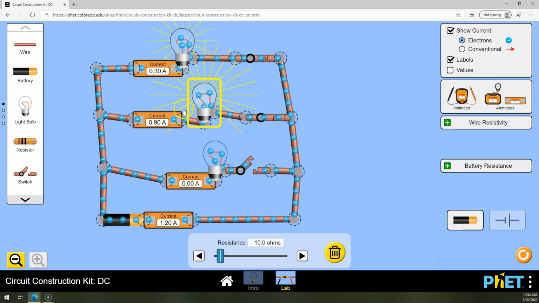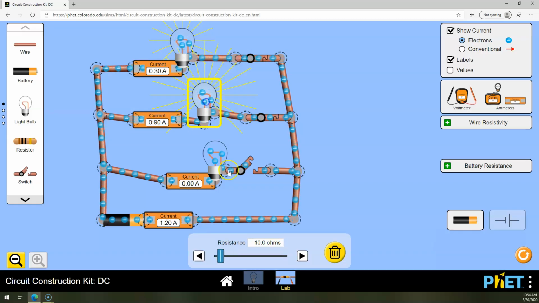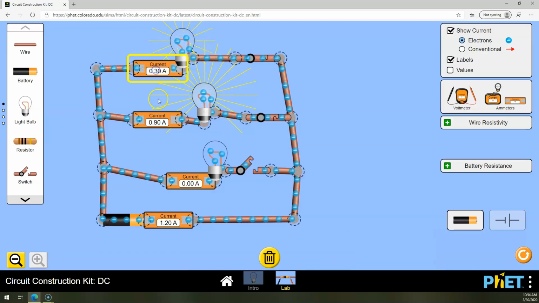This is 10 ohms, so I'm getting 0.9 amps. Hey, isn't that interesting? 10 to 30 is 3 times larger resistance. 0.3 to 0.9 is 3 times larger current. What do you know? That's very interesting.